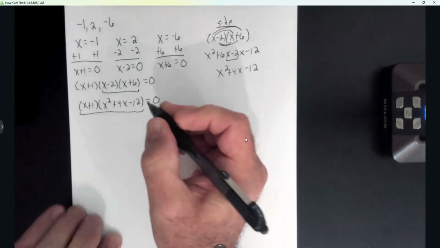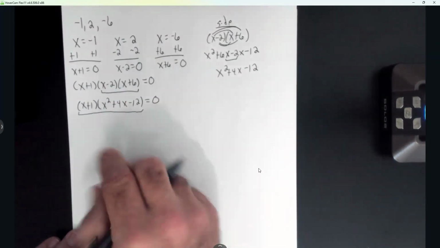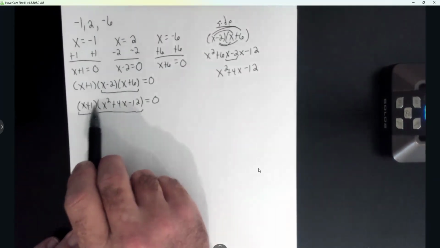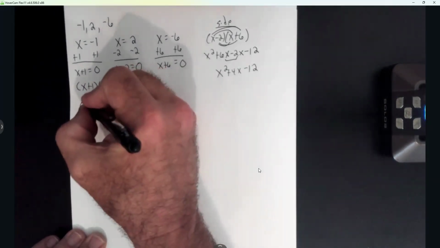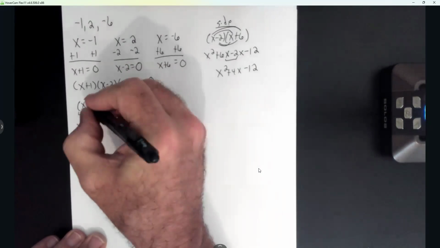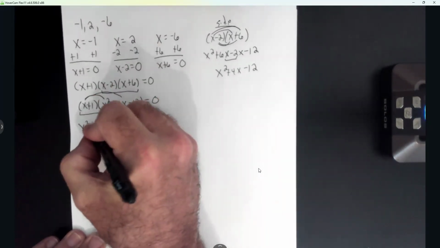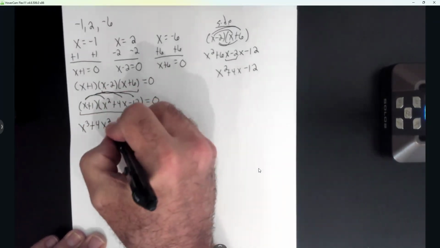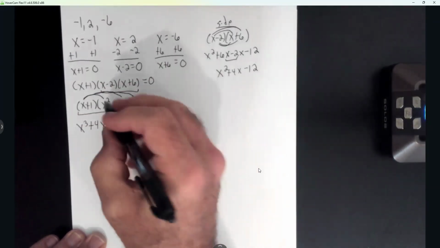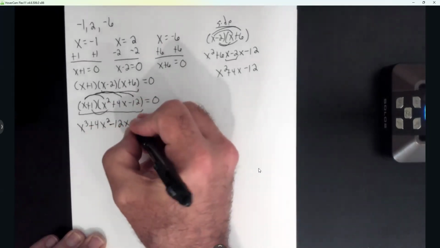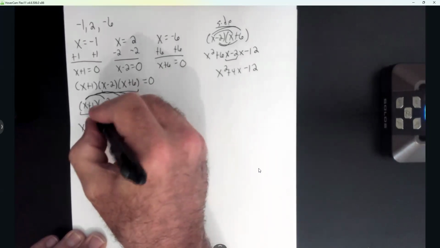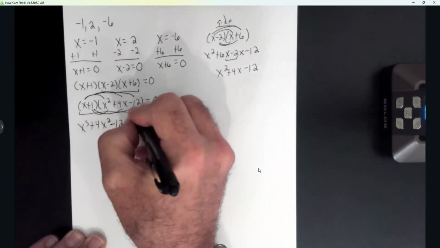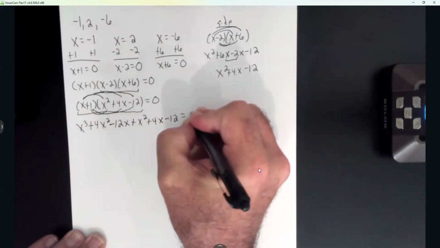All right, so you multiply those two together. Now we've got to multiply all this together. So I'll just multiply it here. This x multiplies by all three of those, and then we're going to take the 1 and multiply by all three of those. So x times x squared is an x cubed. X times 4x is a 4x squared. X times negative 12 is a negative 12x. Now 1 times x squared is 1x squared. 1 times 4x is 4x. 1 times negative 12 is negative 12.